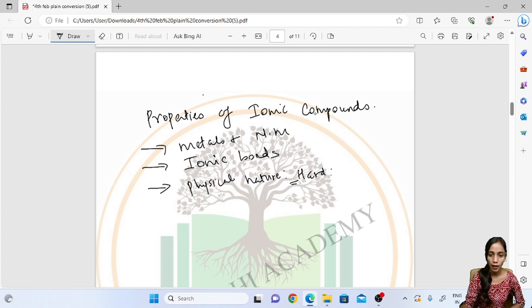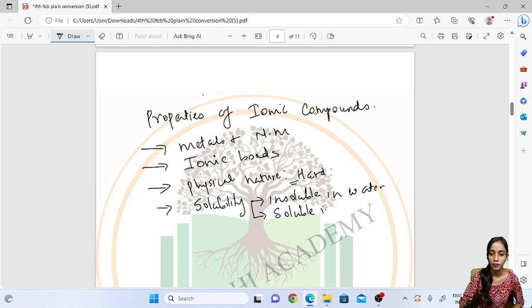They are very hard, but they are somewhat brittle, meaning if pressure is applied to them they can be broken. Now the second thing is their solubility. Ionic compounds are insoluble in water, but they are soluble in solvents like kerosene.